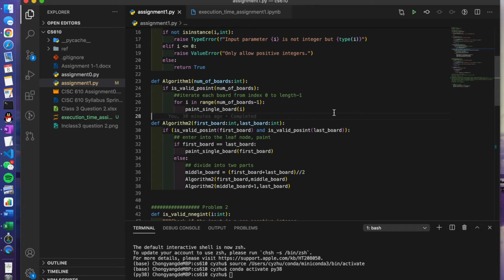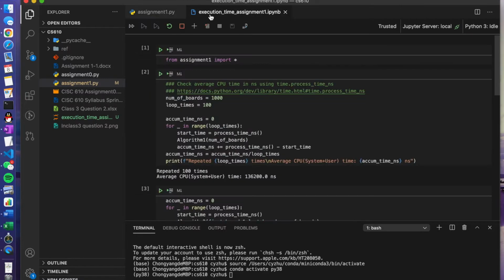Assignment 1, problem 1. Algorithm 1 and algorithm 2 are implemented in this assignment1.py file. These are almost the same as the pseudocode given in the question, except that I implemented a check before the implementation to see whether the input of the parameters are valid positive integers. So let's see the execution time.